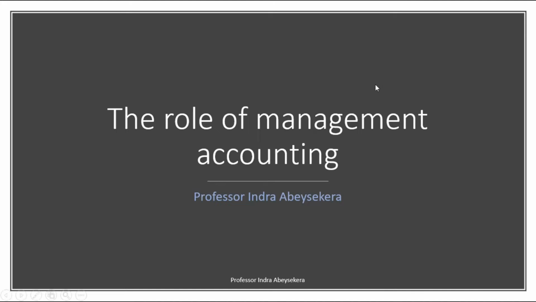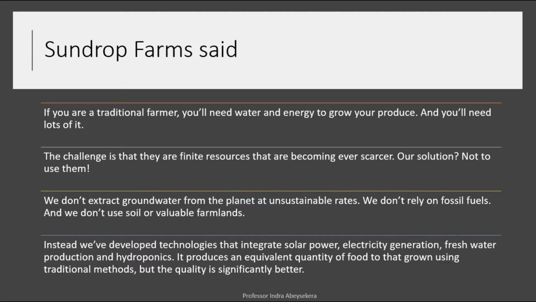When we want to look at the role of management accounting, it's good to look at a case example. I've taken Sundrop Farms, and it made these statements. If you are a traditional farmer, you will need water and energy to grow your produce, and you will need lots of it. The challenge is that there are finite resources that are becoming even scarcer. Our solution: not to use them.